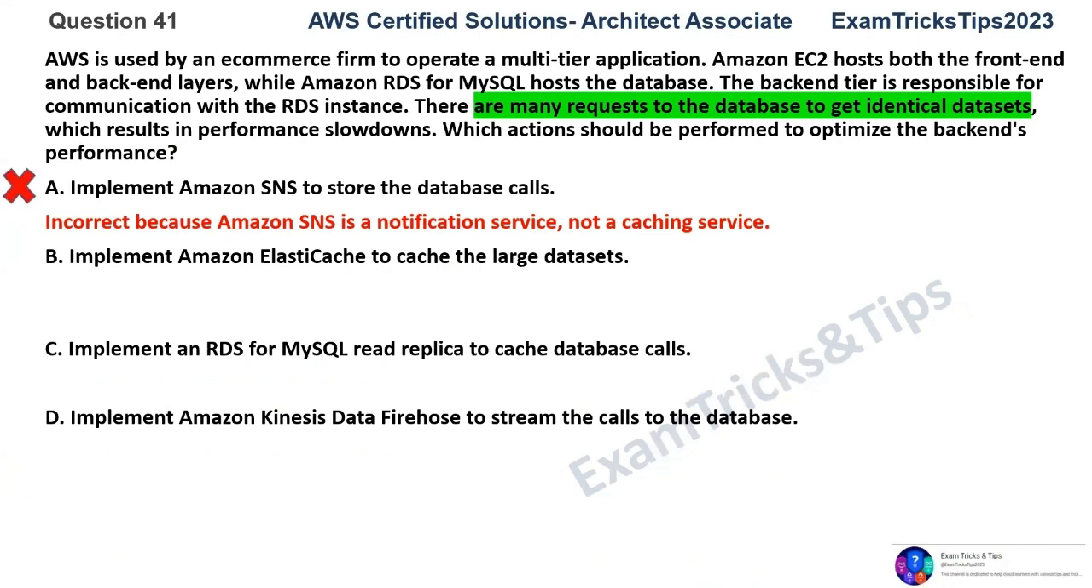Option C says implement an RDS for MySQL read replica to cache database calls. Now this is also some sort of caching solution. However, this is incorrect. Read replica is used for read scaling, not caching. So this particular option is saying use read replica for caching the database calls. That's not how it works. You use read replica when you want to separate the load, and typically it is making sure that transactional load goes to the main database, and reporting load, any sort of analytics queries which can be done on an offline database, those are done using replica. So that's a different scenario.